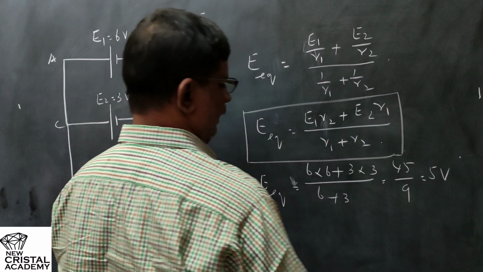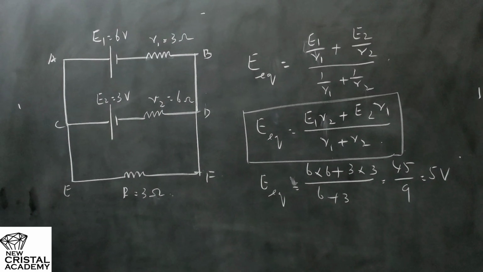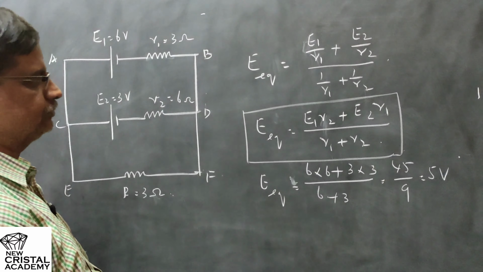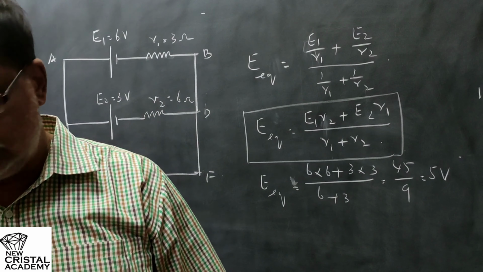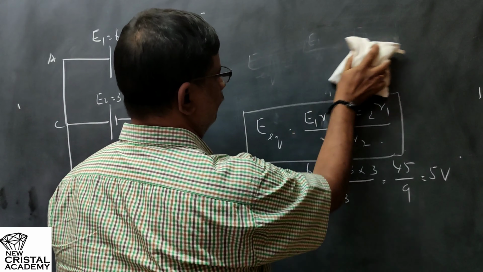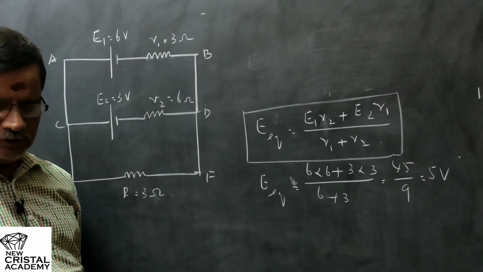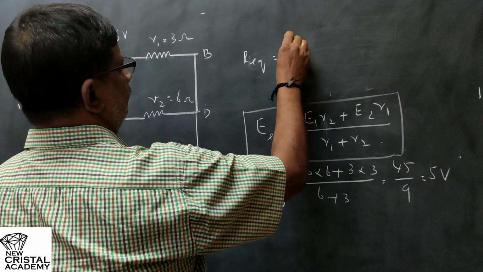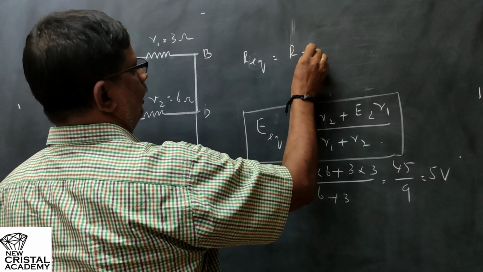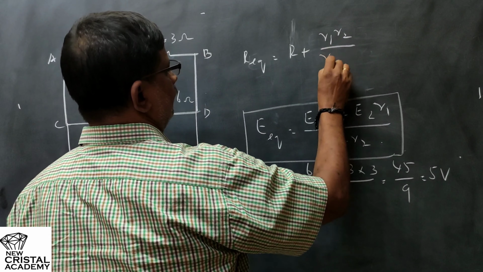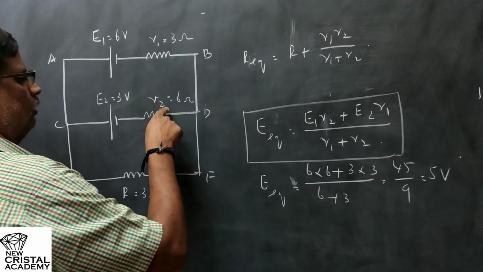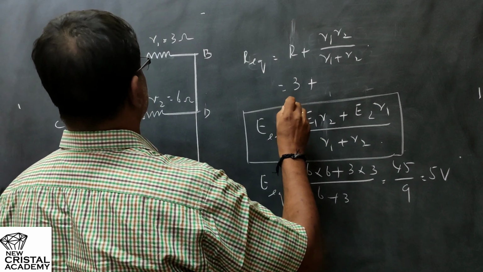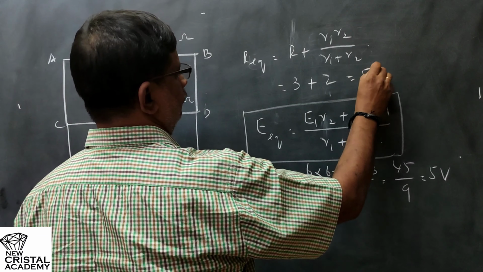So the EMF of the equivalent battery is 5 volts. Then we have to find the equivalent resistance of this cell. So what is the equivalent resistance of this cell? The equivalent resistance of this combination will be R equivalent equal to R plus R1 R2 divided by R1 plus R2. These two are in parallel. The combination is in series with the 3 ohm. Therefore, this is 3 plus 2, which is equal to 5 ohm.